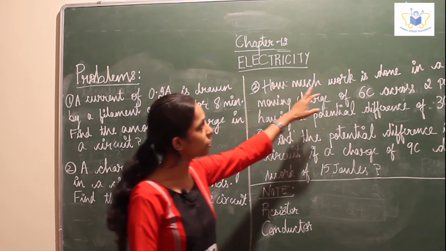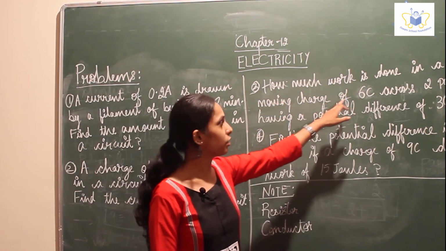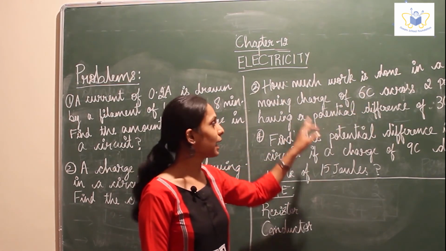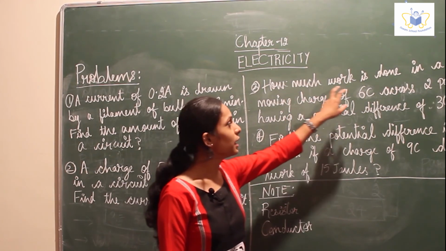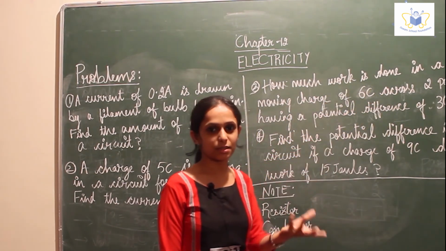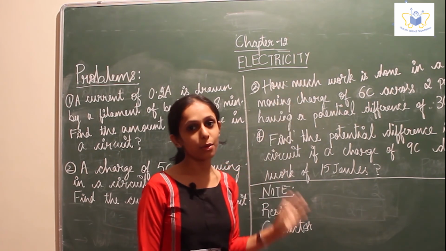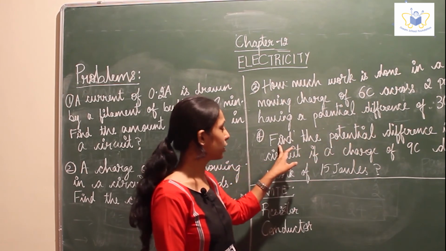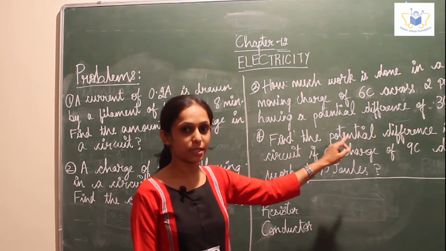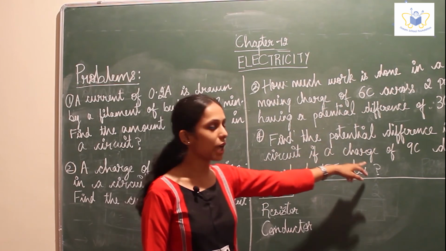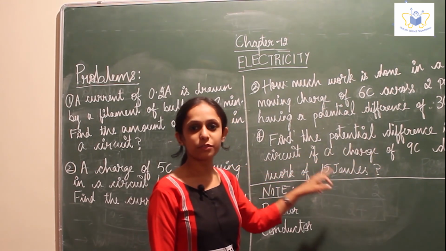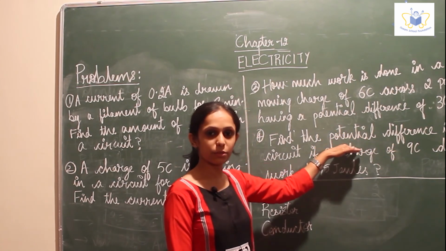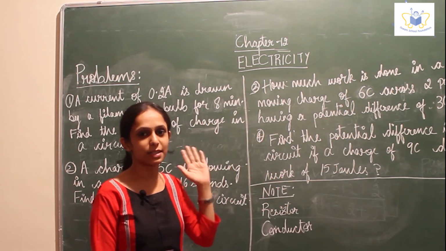Next. How much work is done in a moving charge of 6 coulomb across 2 points if potential difference is 30 volts? Same like your previously done second problem. Charge is given, potential difference is given. Find out work using formula work. Next, in this question you have potential difference. You are supposed to find potential difference, which is represented by capital V, wherein charge of 9 coulomb and work of 15 joules is given. So you have energy, you have charge. What are you supposed to find? Potential difference. Simple using same formula.